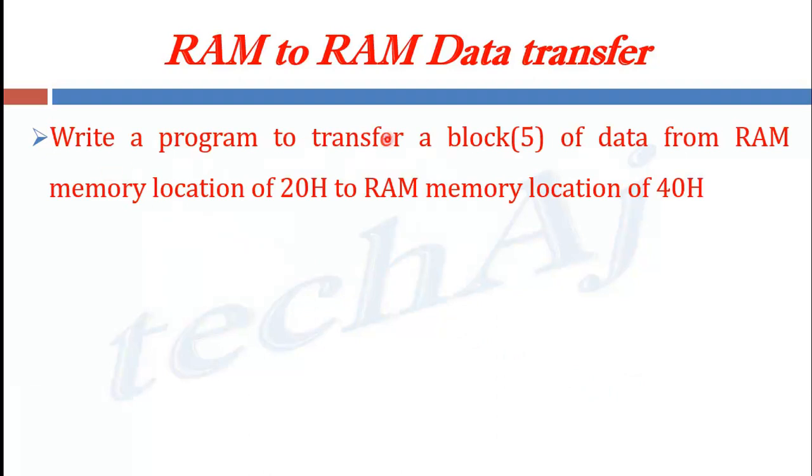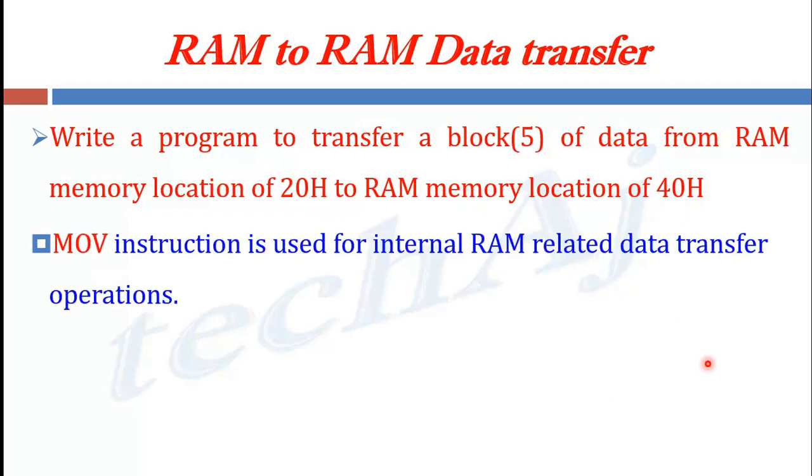Our problem statement is: write a program to transfer a block of data from a RAM memory location of 20H to a RAM memory location of 40H. Here, the size of the block of data is 5. That means we have to transfer 5 bytes of data starting from the 20H address location to the address location starting from 40H.